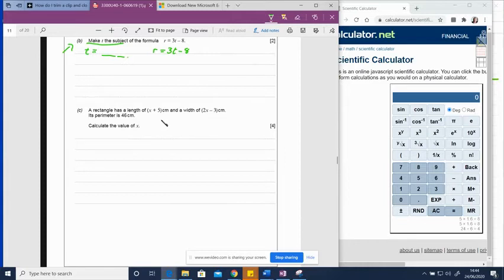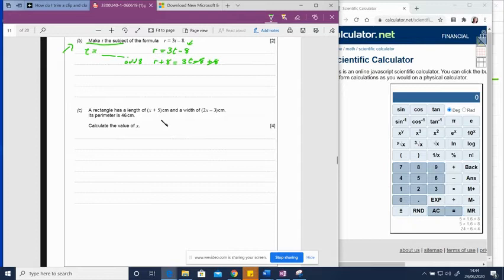The first thing I'm going to do is add 8 to each side to get rid of that 8. So I'm going to put add 8 to each side. So that's r plus 8 is equal to 3t minus 8 plus 8. So those cancel each other out. And that leaves us with 3t is equal to r plus 8.